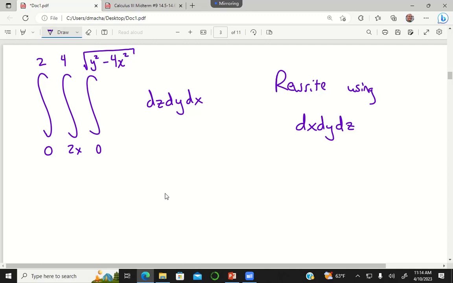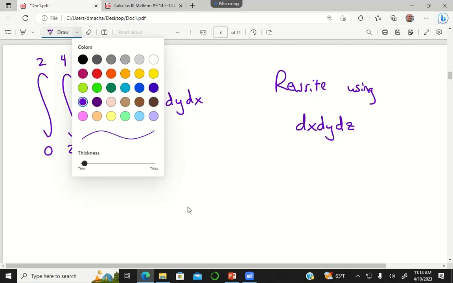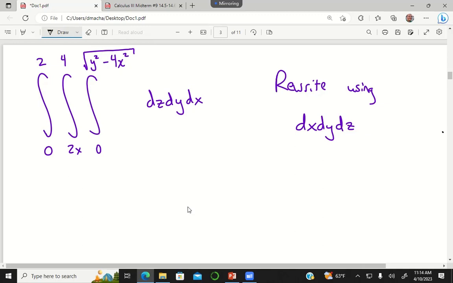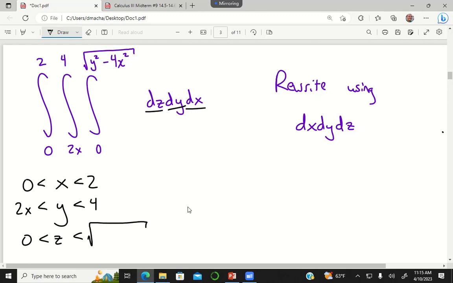So these are tricky questions because even though I'm not going to ask you to draw the picture, it's still difficult because you still have to think about what the shape of that 3D region is going to look like. And that's tough because, if I'm only thinking about the x's, x is allowed to go from 0 to 2. Then if I only think about the y's, y is allowed to go from 2x up to 4. And if I only think about the z's, z is allowed to be anywhere between 0 and the square root of y squared minus 4x squared.